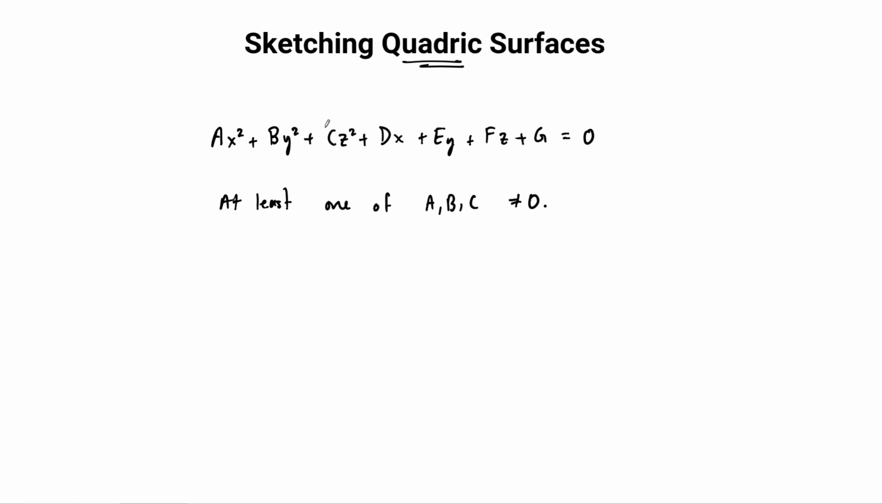If A, B, and C are all 0, then what you end up with is a plane, a linear surface in three-dimensional space. But if any one of A, B, or C is non-zero, then you have what's called a quadric surface. There are different ways to write these formulas down for these different quadric surfaces. In this lecture, I'd just like to focus on how to sketch a given formula.